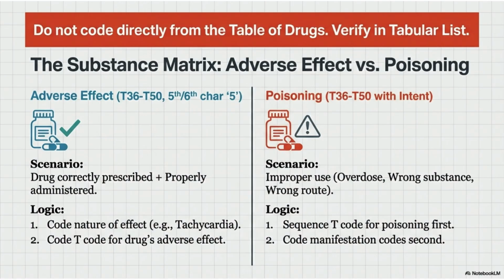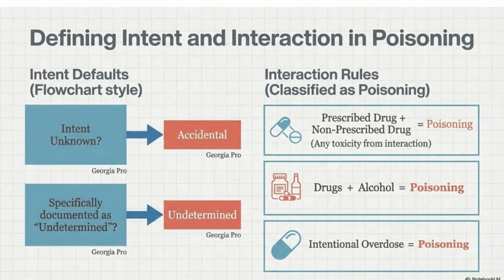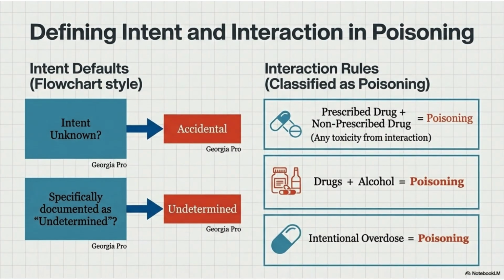For poisoning, we sequence the T code first, followed by the manifestations. When intent isn't documented, we default to accidental. If the provider specifically documents undetermined, then we use the undetermined intent codes. Drug interactions are always classified as poisoning, even if the patient took their medication correctly. If a prescribed drug interacts with a non-prescribed drug, or with alcohol, and toxicity occurs, we code it as poisoning. Intentional overdose is also coded as poisoning.